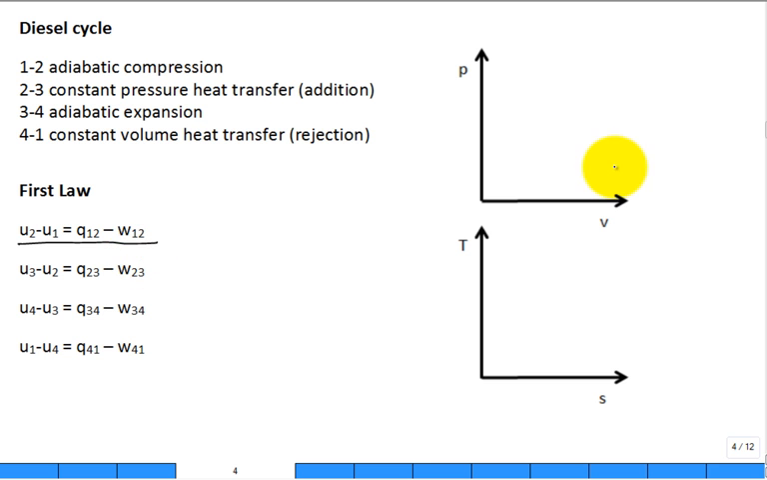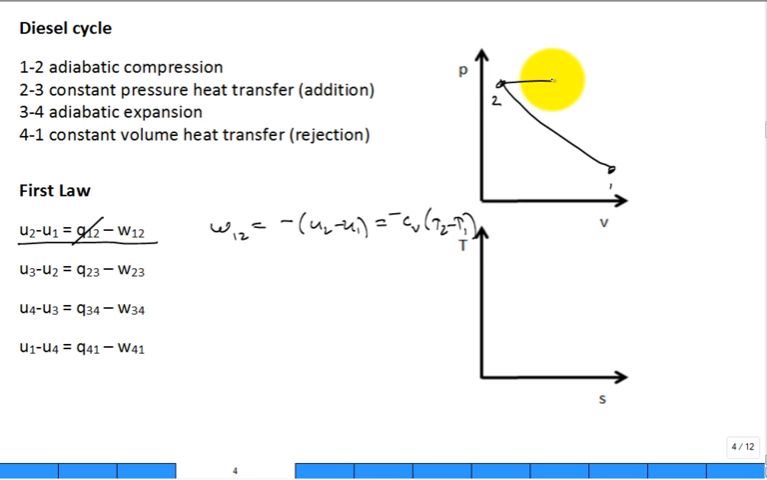And in the compression, is there any heat transfer from 1 to 2? No, so that's 0. And we could calculate the work 1 to 2 from the first law. It'd be something like minus U2 minus U1, and if you have constant specific heats, it'd be minus C sub V T2 minus T1. That's all good. We've done that before. But the big difference is constant pressure heat addition from state 2 to 3.